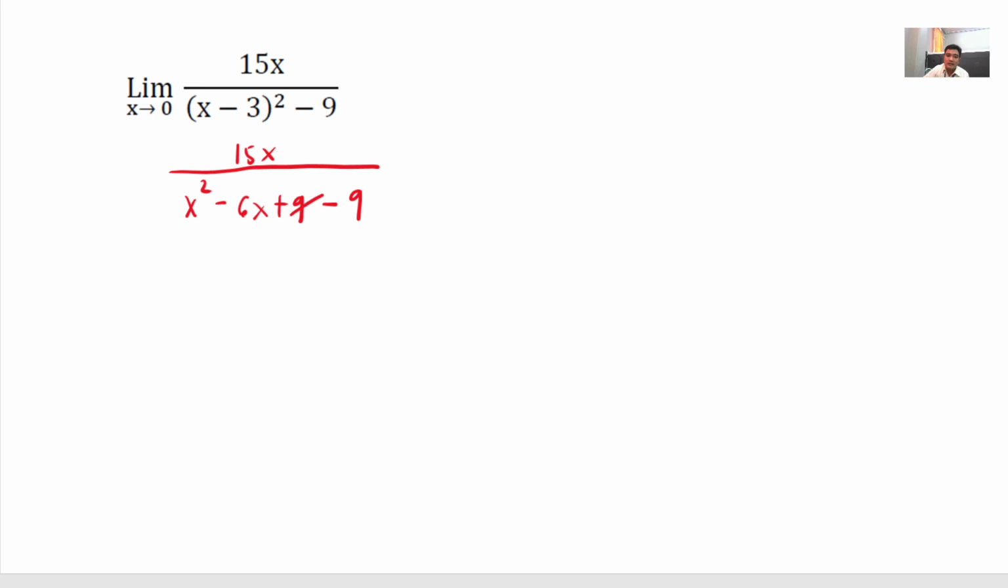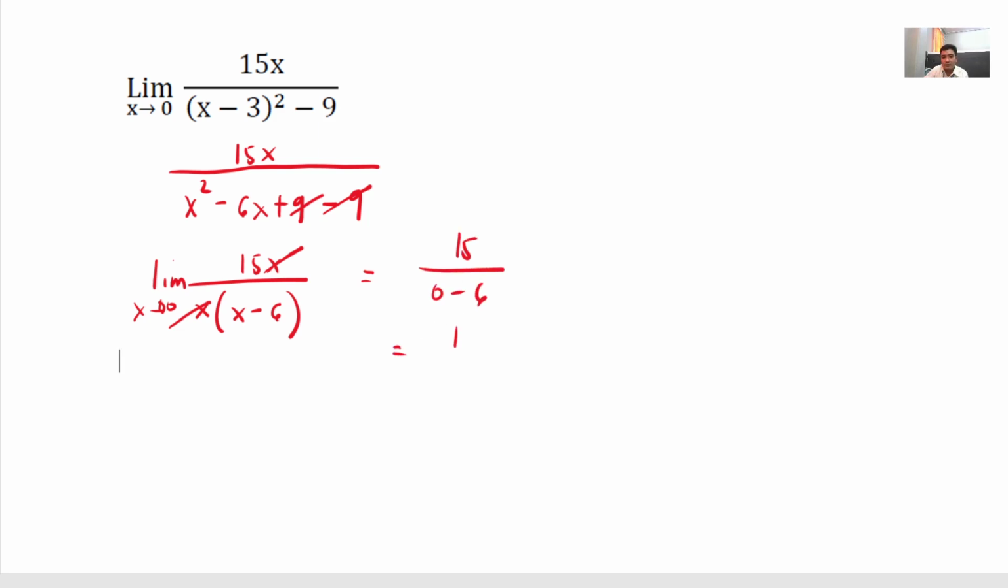Okay, so cancel si 9 kasi 9 minus 9 is 0, and then 15x all over, I will bring out x, meron kang maiwan na x minus 6. So, makakancel na ngayon si x mo doon sa numerator and isa sa denominator. So, we substitute the value of x, 0. So, that will give us 15 over 0 minus 6, and that is equal to 15 over negative 6.